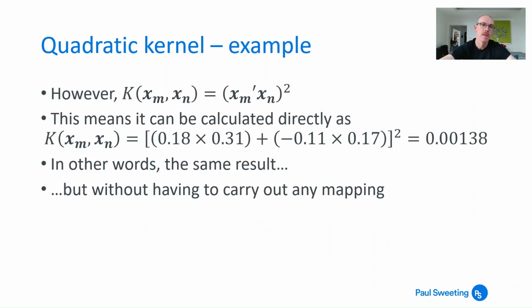However, k(xm, xn) is equal to (xm transpose xn) all squared. So you can also calculate it as 0.18 times 0.31 plus minus 0.11 times 0.17, and then square the whole lot, and you still get 0.00138. In other words, you get exactly the same result, but you haven't had to do any of that mapping. And that's why the kernel method is so important. You don't need to do the complex mapping. You can bypass that to just look at a much simpler function of the initial data, the underlying data.